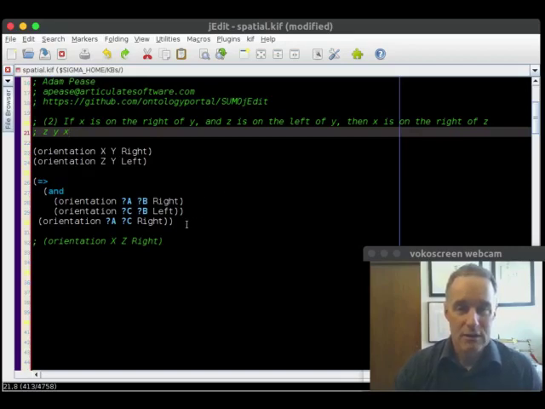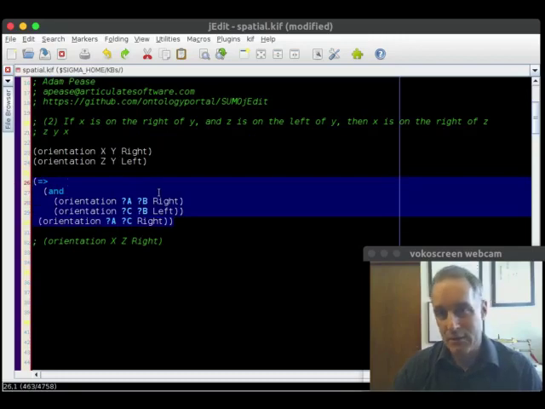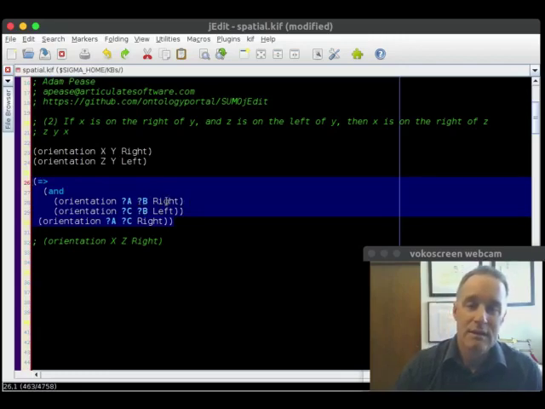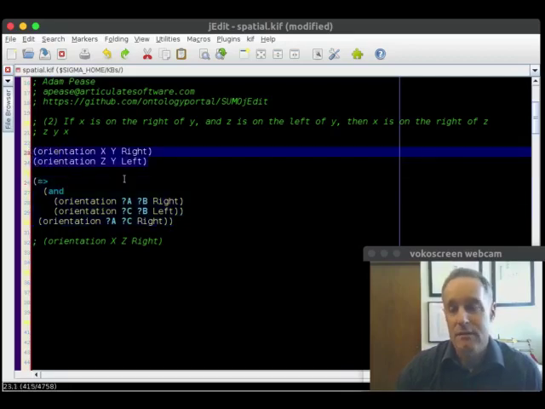So let's generalize this as the following rule. So here it is restated. The question marks denote variables. Right is a constant, an attribute in Sumo, denoting that one thing is on the right of the other, similarly for left. So this is the main operable axiom. Here are the two facts about the world. We've got these three entities, X, Y, and Z. And then we're going to ask a query.